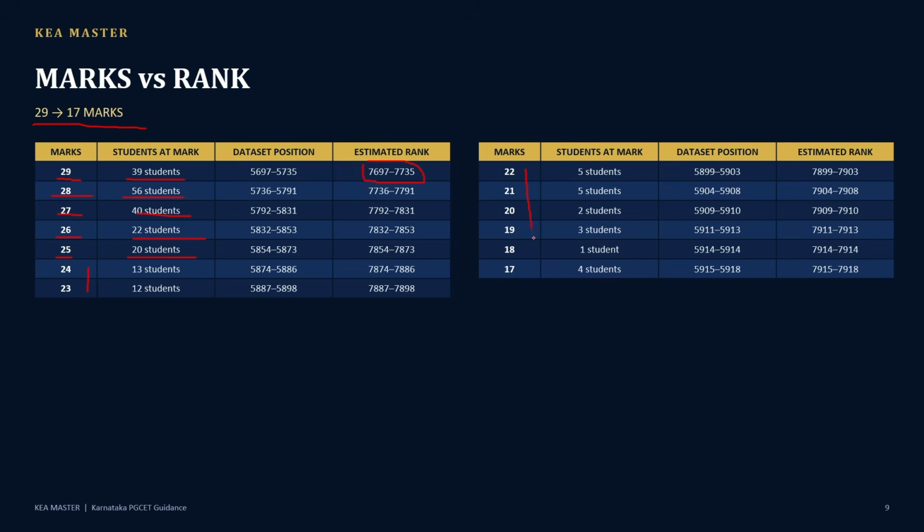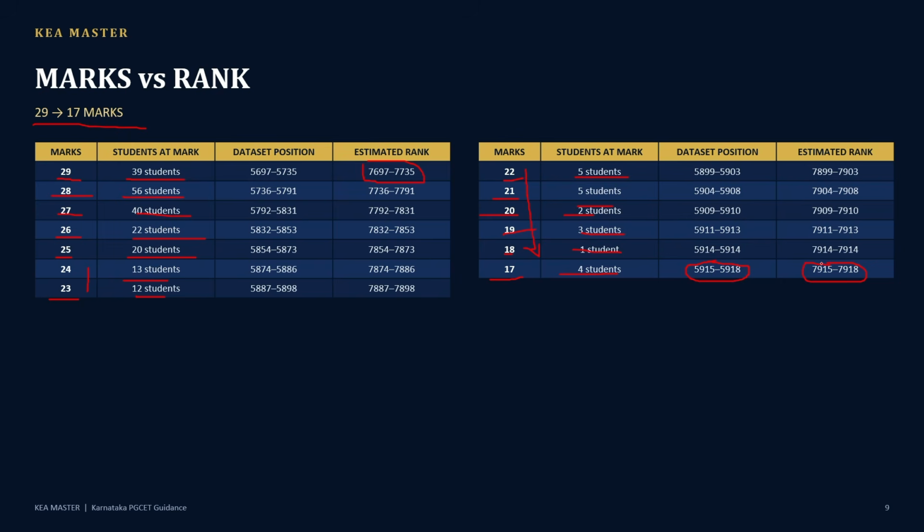At 23 marks, we have 12 students. At 22 and 21 marks, we have 5 students each. At 20 marks, only 2 students. At 19, 3 students. At 18, 1 student. And finally, at 17 marks, there are 4 students occupying positions 5915 to 5918, giving approximately 7915 to 7918 ranks. So that's our complete marks distribution from 80 down to 17.